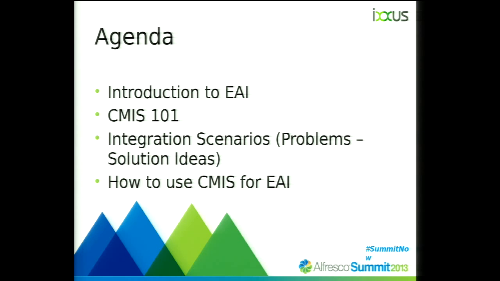So this is what we're going to do. I'm just going to give you a bit of an introduction to enterprise application integration, just to set the scene for what I'm talking about. And then a quick one on CMIS, if you're not too familiar with it, very quickly. And then I'm going to go through a number of scenarios. Basically, I'm going to present a scenario, some situation you might have. It might be a problem, it might not be a problem. And then some solution ideas for how you can move forward to enable enterprise application integration with CMIS specifically.